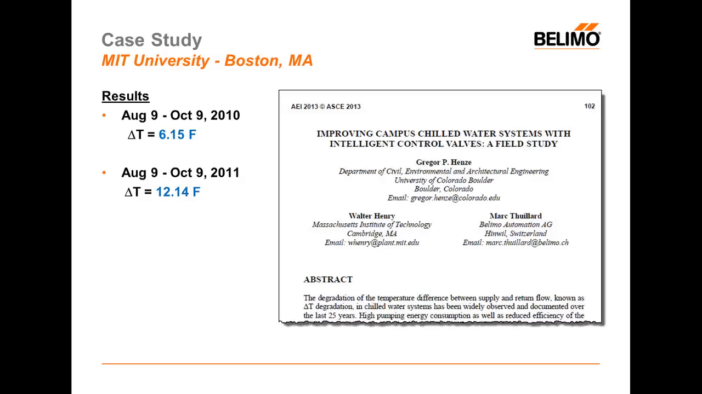The following year, during the same time period, the Delta T was nearly doubled when using Delta T management. Dr. Gregor Henze of the University of Colorado has written an excellent field study report based around the energy valve experience at MIT. This paper was written independently of Belimo and details the hydronic effects experienced in that building. It is very informative and quite technical. If you'd like a little bit of lighter reading, Belimo has also produced a 4-page case study about the MIT project.